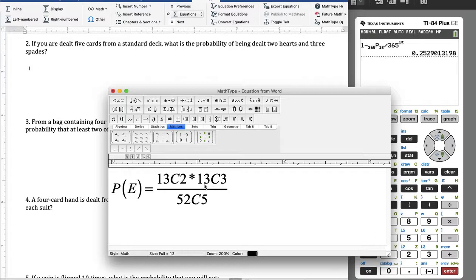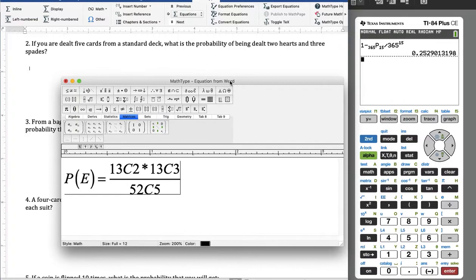And multiply, there are 13 spades, we are getting any 3. In total, down in the denominator, there are 52 total cards, we're getting any 5. I'm going to evaluate this in a calculator, get a probability or percentage for that.